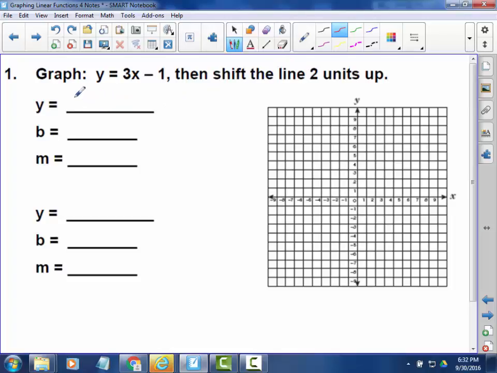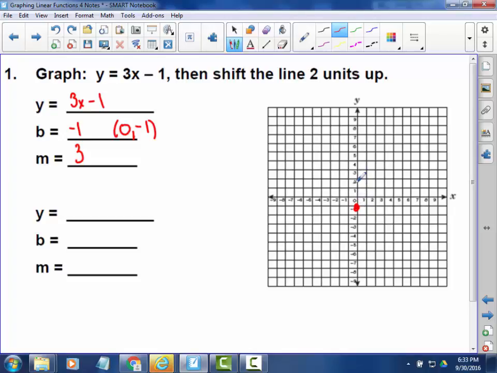Just as a reminder, when we were graphing, we wrote down the equation, 3x minus 1. We identified from slope-intercept form that the coefficient of x would be our slope, so our slope is 3. The constant being added or subtracted would be our b value, which is -1, and that gives us the point 0, -1. So we go to our graph and place a point at -1.